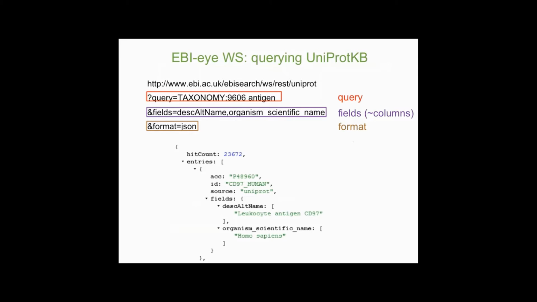An example, for example, if you searched for human entries and the word antigen, and you would like to retrieve names and the scientific name of the organism in the JSON format, this is the URL you would construct. And down here, in the bottom half of the slide, you see the results you would get. One nice thing about this approach is that it always tells you about the number of hits, even though by default it only retrieves 100 or so. So you'll never run into the trouble of actually downloading an awful lot of data, even if your query returns quite a lot of entries.